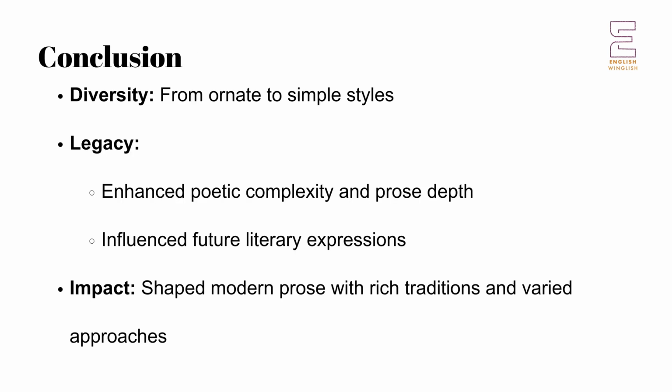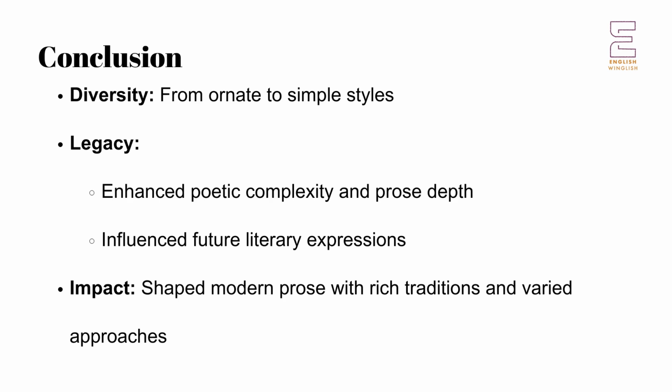Conclusion: the development of prose style in the Victorian age was marked by a dynamic interplay between the dominant middle style and the emergence of more ornate and scholarly expressions. While the middle style provided a versatile and accessible framework for a wide range of literary works, a select group of writers ventured into more elaborate and refined prose forms, enriching the literary landscape with their distinctive voices and approaches.